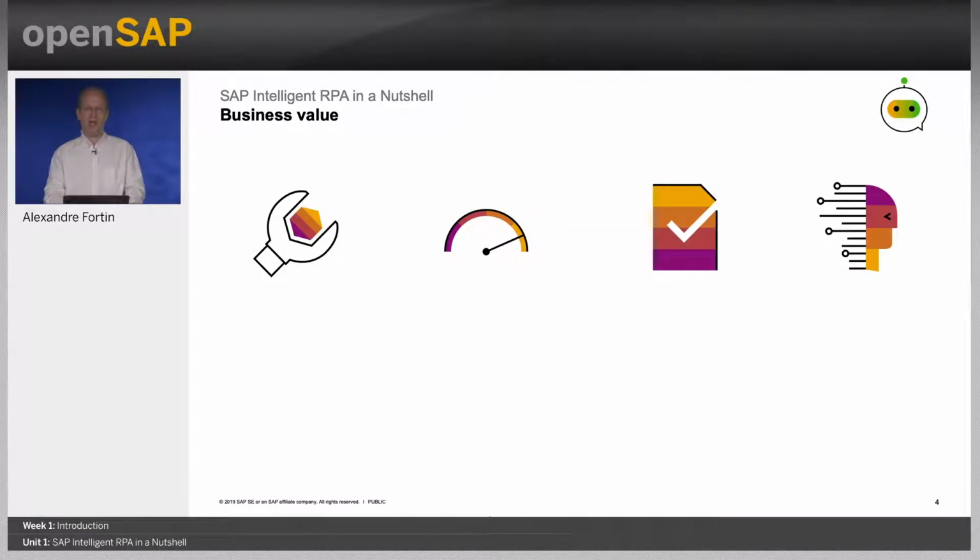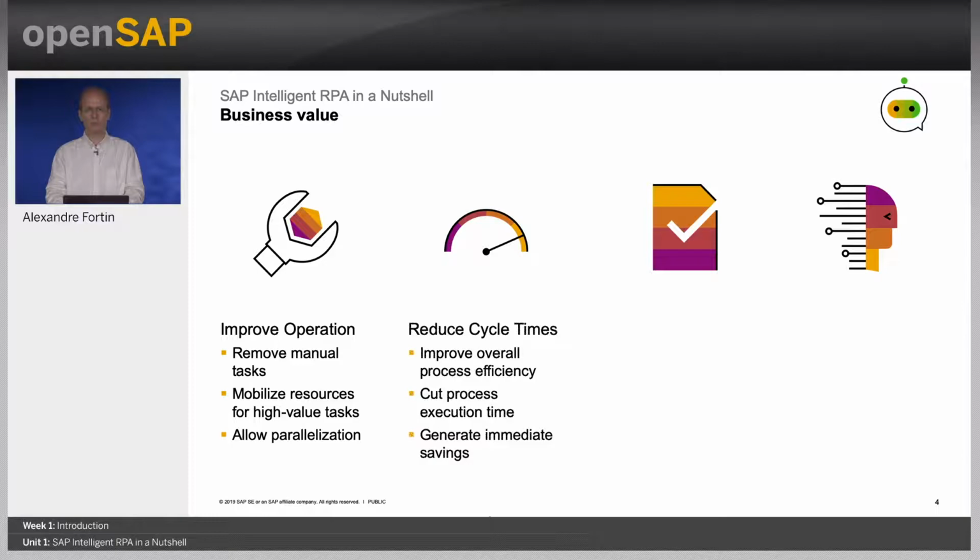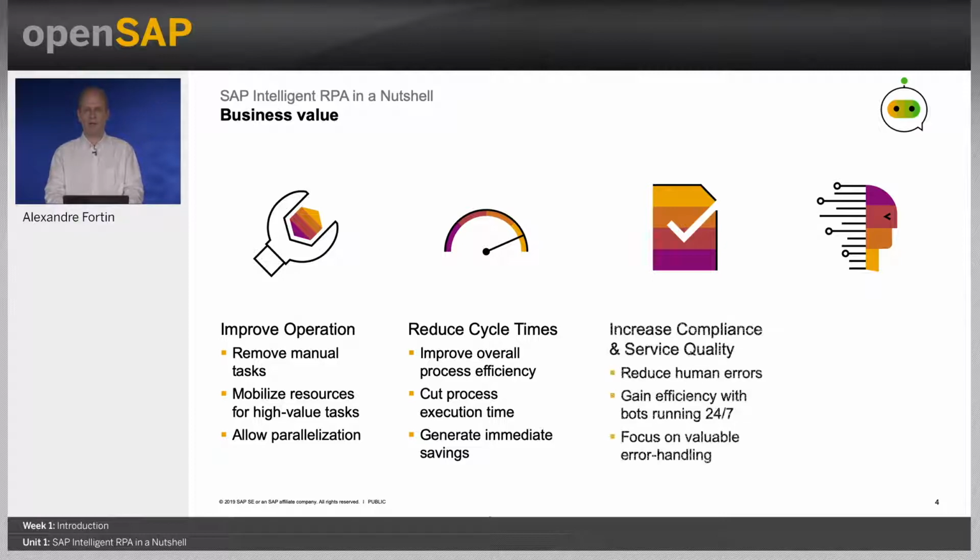Now, let's have a look on the business value. Intelligent RPA can improve operation. By lowering or even removing manual tasks, you can focus to high-value tasks, creativity. While humans can do one task at a time, Intelligent RPA enables parallelization. Intelligent RPA is about reducing the cycle times. We mean improving the overall process efficiency. We cut process execution time.